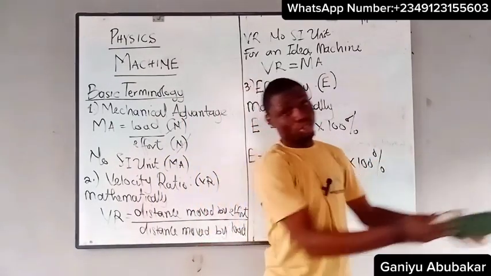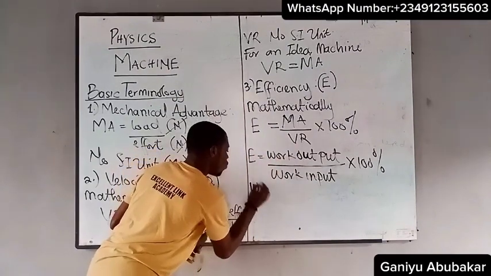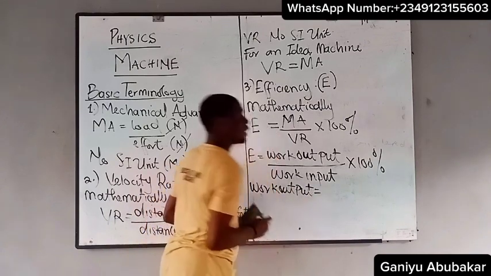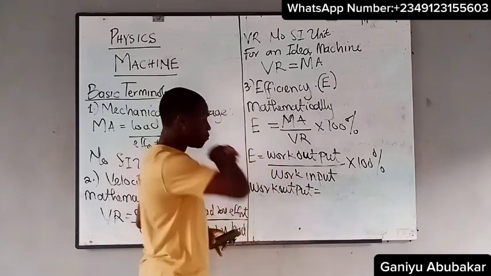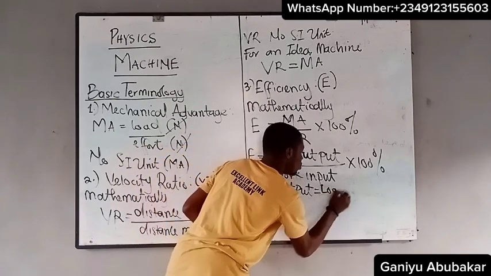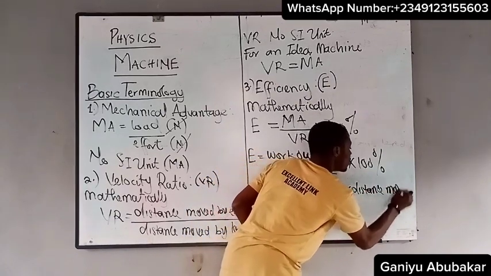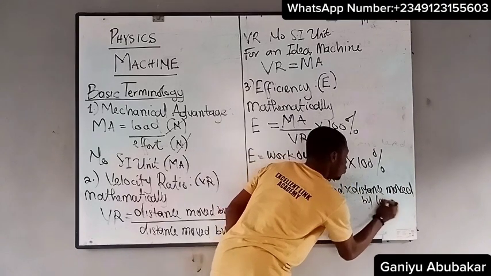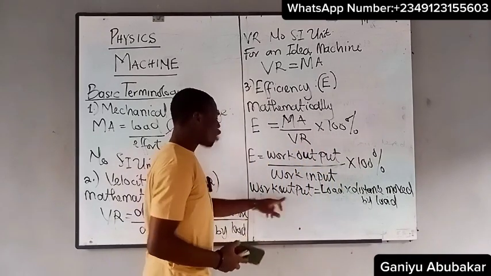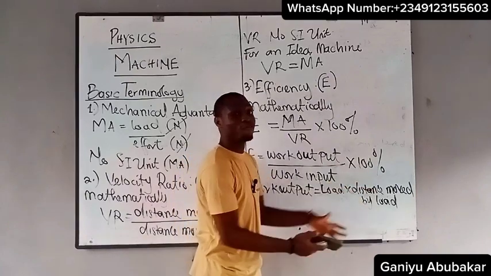What do we mean by work output? What do we mean by work input? First things first, let me give you the expression for work output. Work output is simply the multiplication of load times distance moved by load. So to calculate work output, I'm multiplying the load by the distance moved by that load.